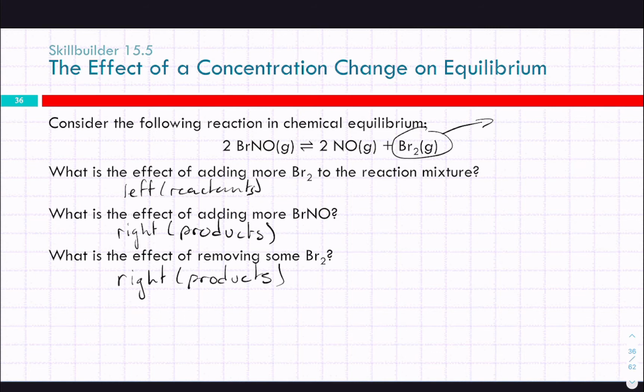So basically, if you add more, it will shift away from what you add. If you remove something, it'll shift towards what you remove.